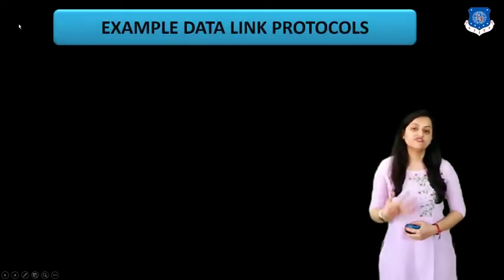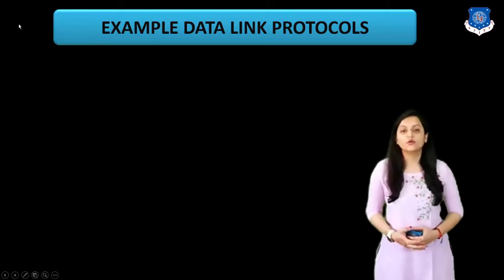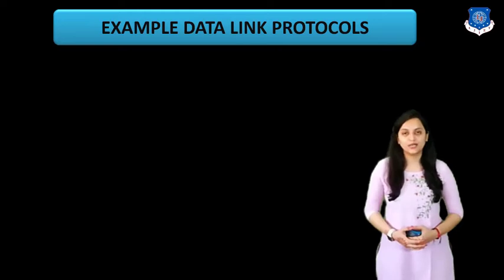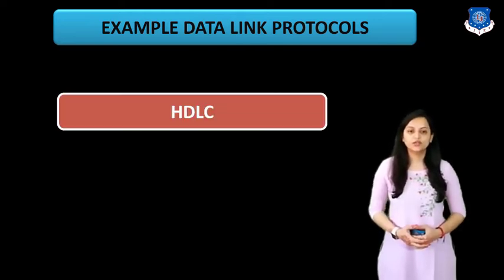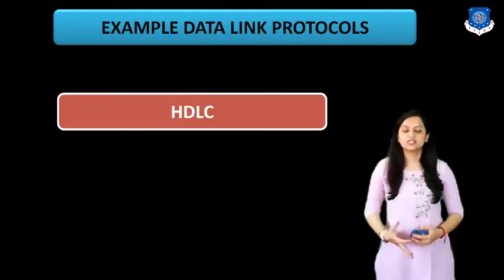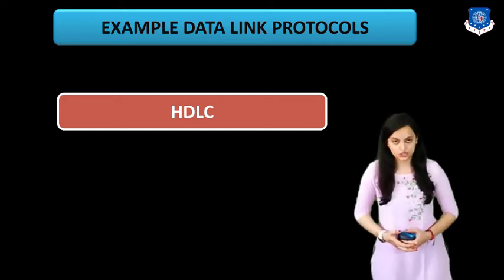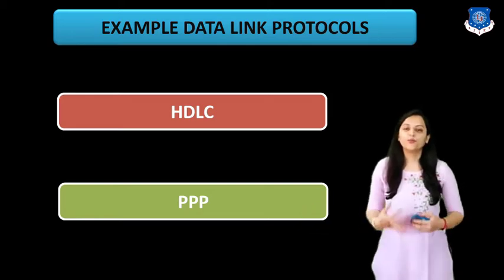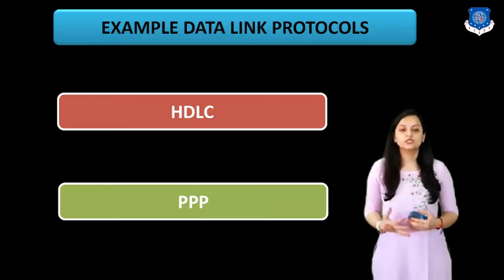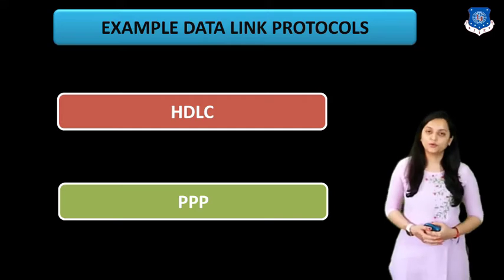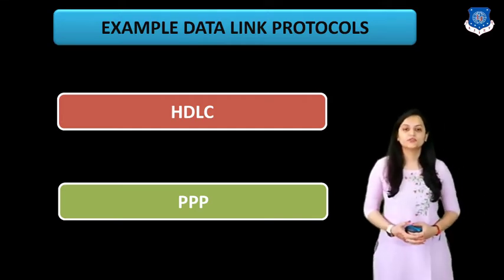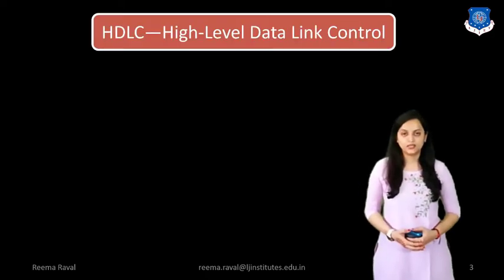First of all, let us see which are the example data link protocols that we are going to see in this session. Basically we are going to see two example data link protocols. First one over here is HDLC, which stands for High Level Data Link Control, and the second one is PPP, that is Point-to-Point Protocol. So these are two example data link protocols that we are going to see. So let's start. First one is the HDLC.